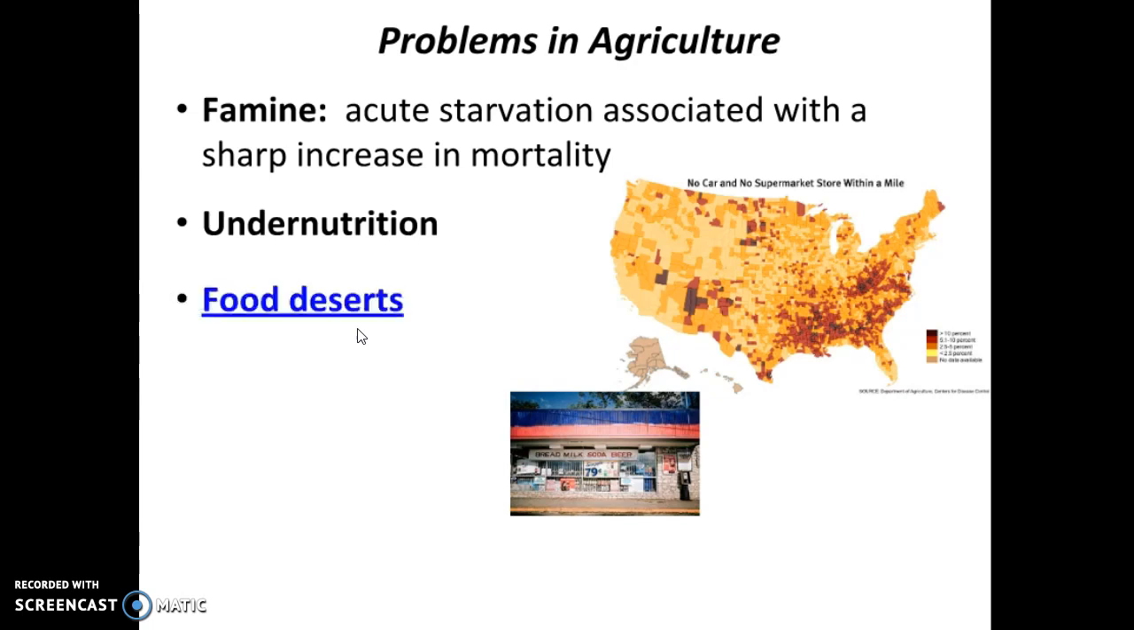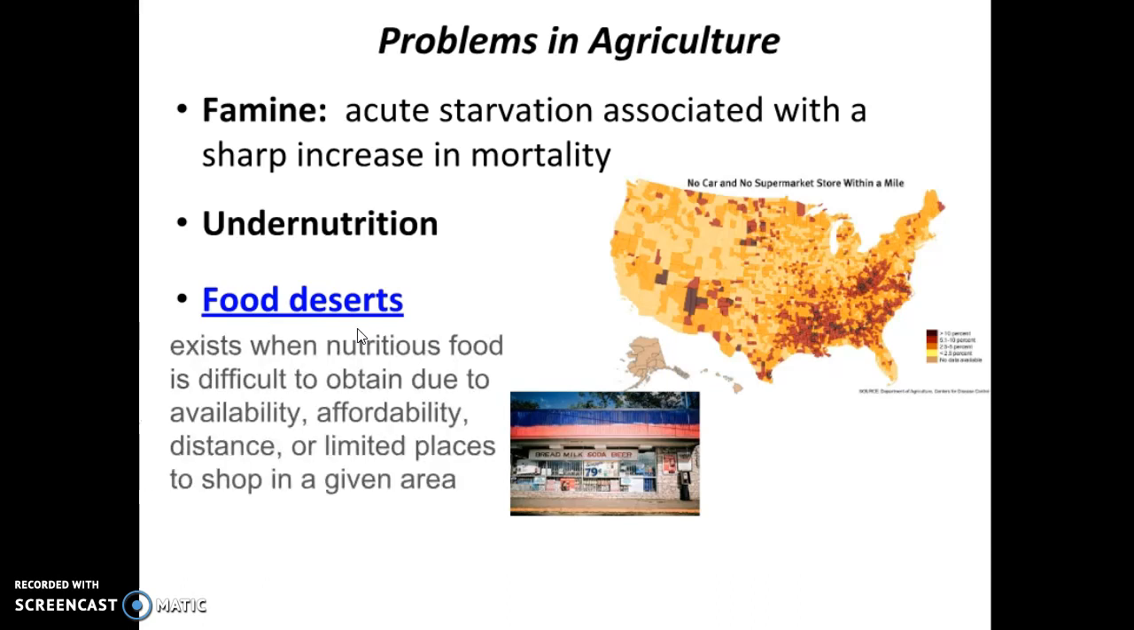Undernourishment or undernutrition is something that our country deals with, and it's not necessarily because of famine, but because of a lack of proper nutrients, a lack of proper nutrition. We are eating things, but the things that we are eating are not actually nutritious. Areas where there's a great deal of undernourishment are food deserts. Food deserts typically exist in low-income areas, really rural areas, and additionally Native American reservations.